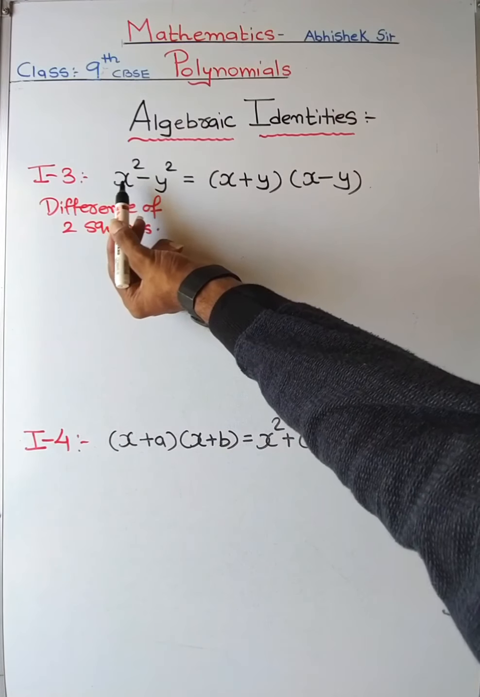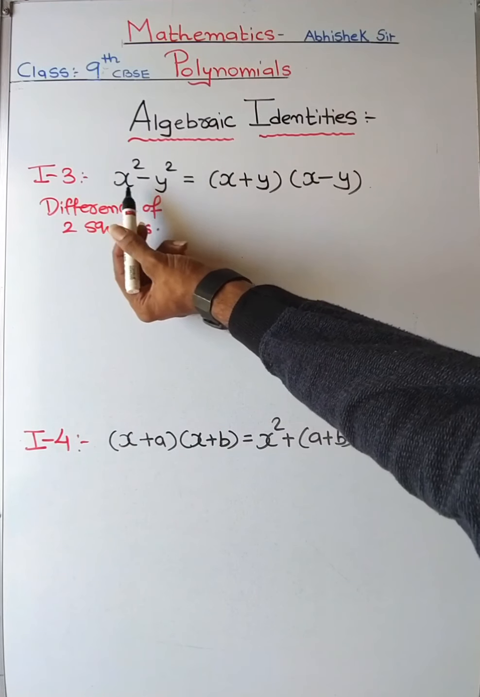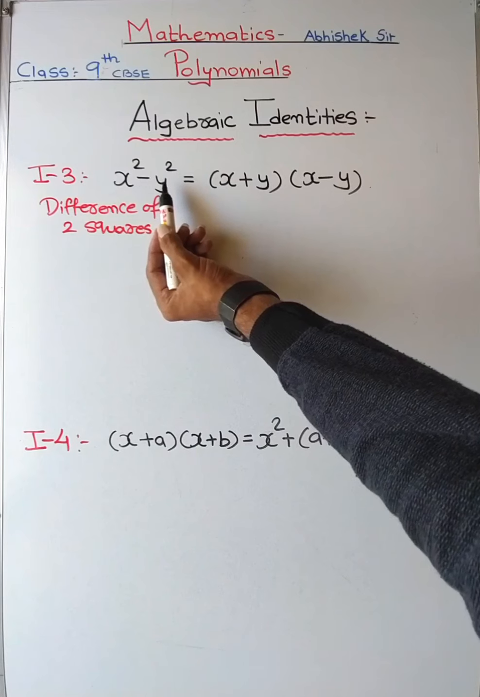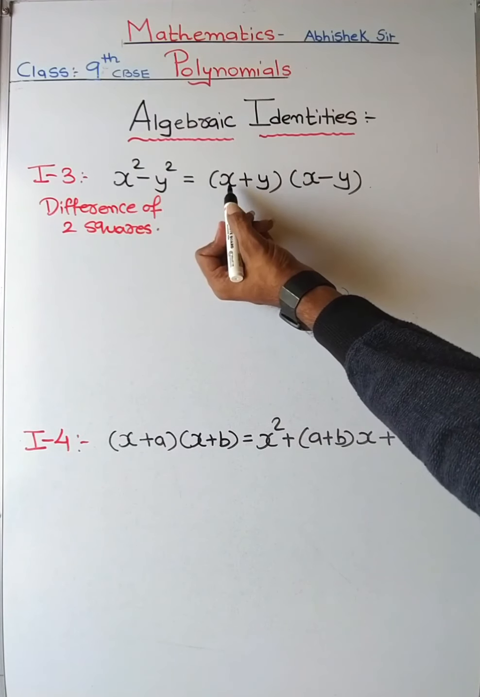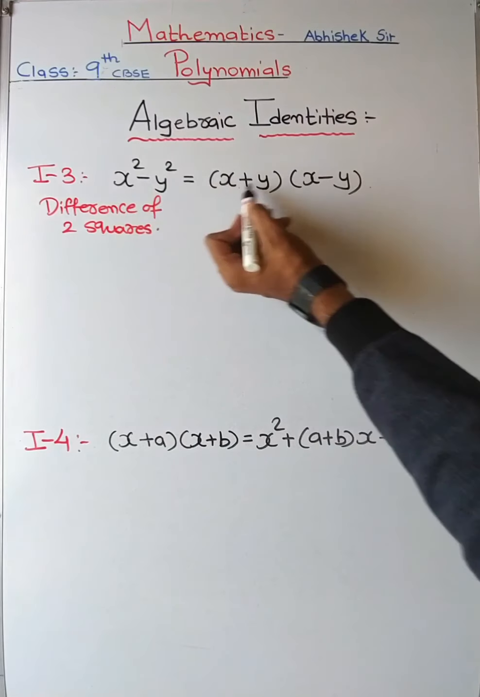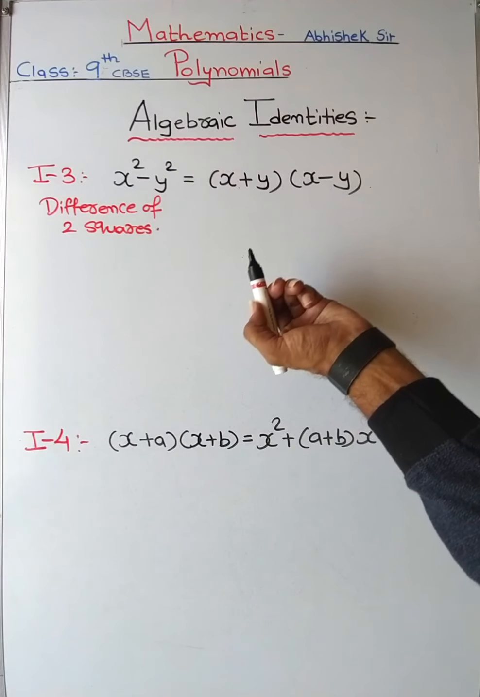We'll see whose square these two numbers are. For example, x square is the square of x and y square is the square of y. So we just have to add the roots and subtract the roots. So x plus y, x minus y.